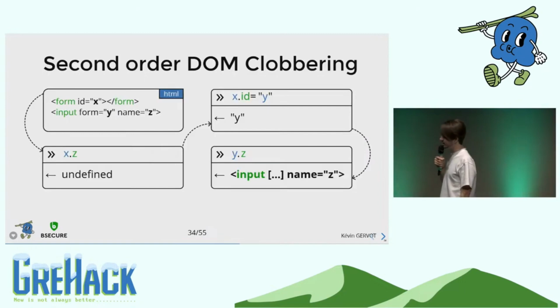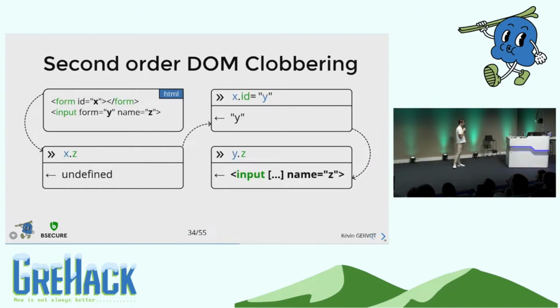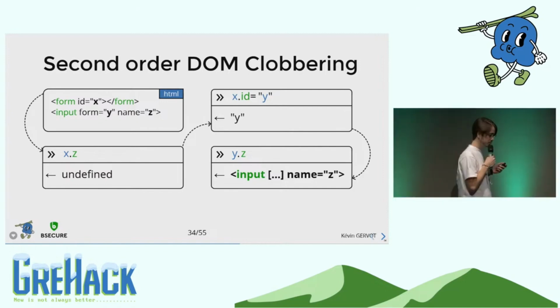I said that it wasn't possible to do DOM clobbering anymore, but I was lying a bit. Here is something which could be called, in a way, second-order DOM clobbering. On the top left, you have a form tag which has an ID set to X. And what's important here is that the input tag isn't within the form tag, but below, with a form attribute set to Y and a name set to Z.